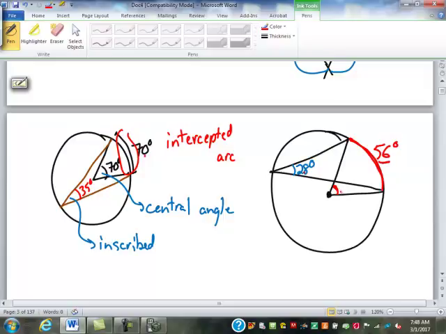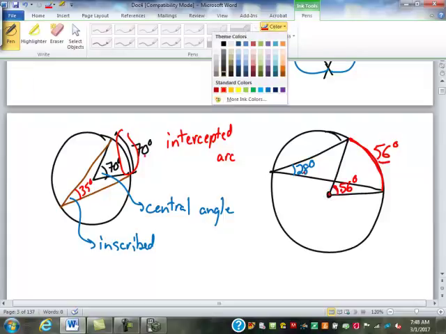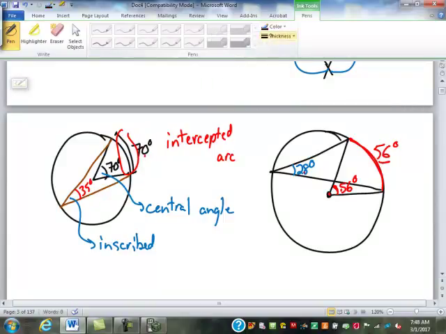If this arc is 56, what's this angle here have to be? That's a central angle, and the central angle equals the arc. So that must be 56. Wait, so the angle is always half of the... Yes. The central angle is always equal to the arc, and the inscribed angle is always half of the arc.